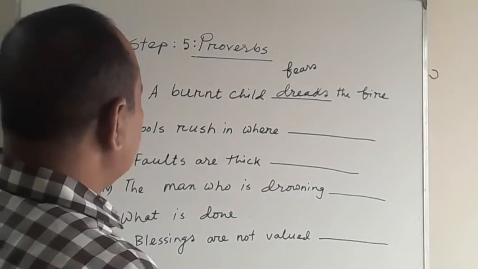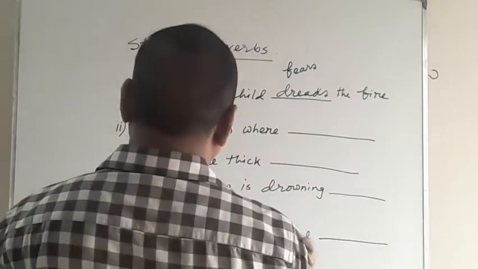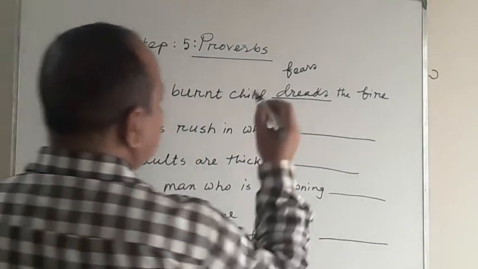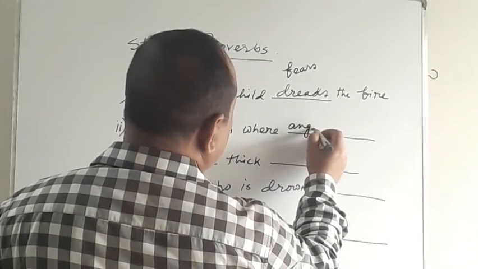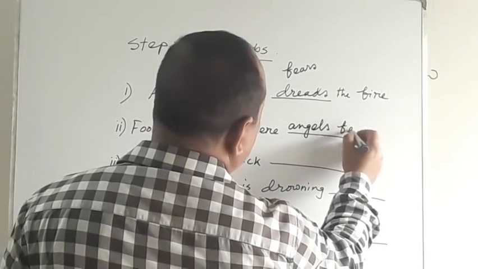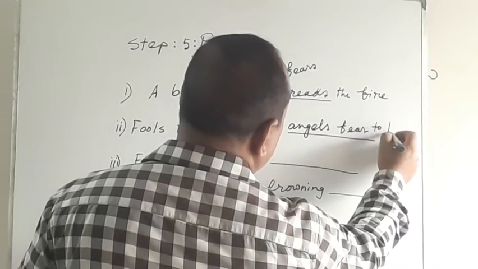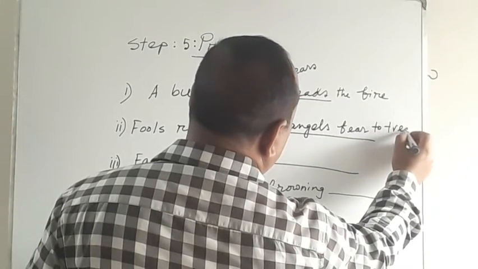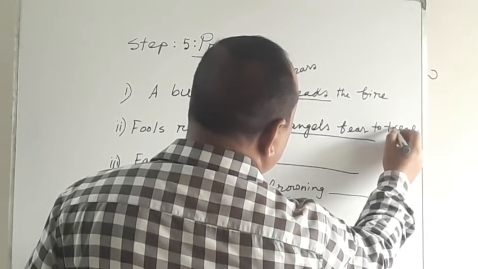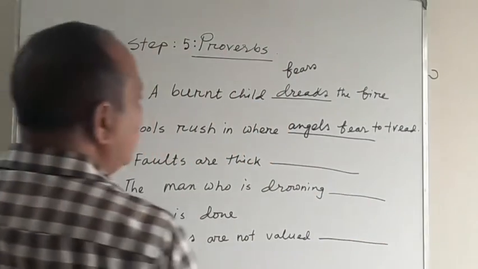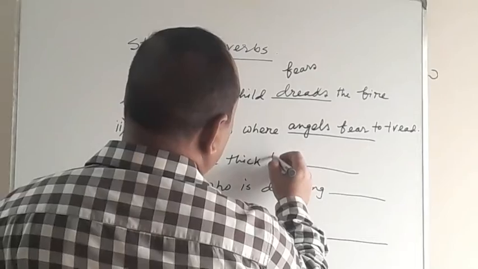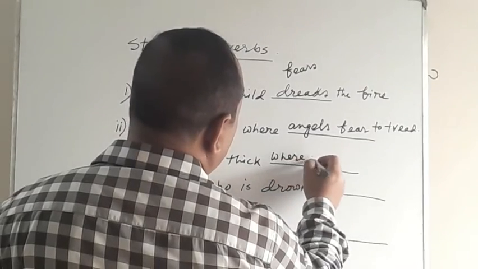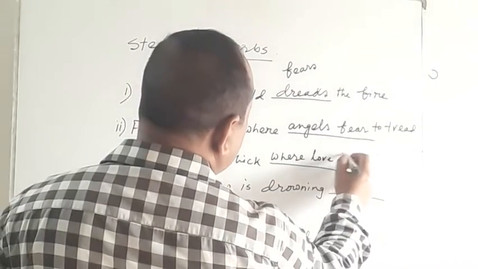Fools rush in where? Where fools rush? Where angels fear to tread. You can change only this word. You can write only move: where angels fear to move. Faults are thick where love is thin.